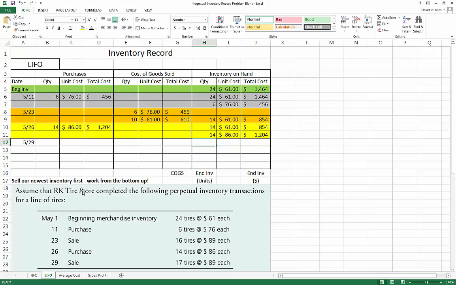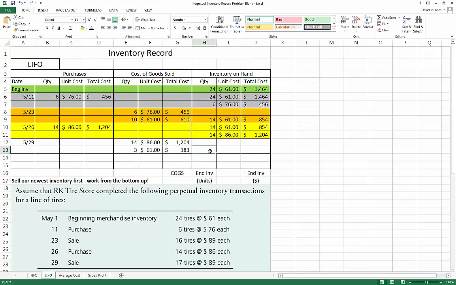Which one do we take it from? Well, this is LIFO. Last in, first out. We'll take it from the newest layer. First, we get 14 at 86 for 1204. And then we still are 3 short, so we need to take 3 from the 61 layer, and you take 3 times 61, and you get 183.